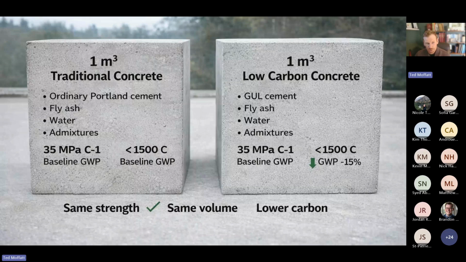So essentially, we're not compromising strength, 35, 35. We're not sacrificing our exposure class C1. We're not sacrificing permeability, 1,500. We're essentially optimizing a mix.